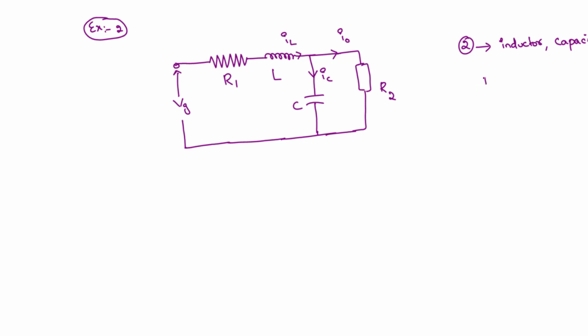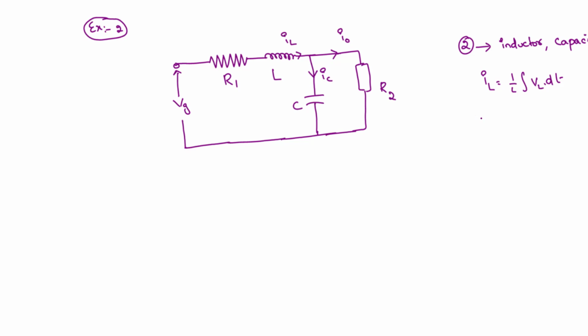For the inductor, what have we written? IL is equal to 1 by L integral VL dt. So you know already, what is the causality? Integral causality. For the capacitor, what we have written? VC is equal to 1 by C integral IC dt. These are the two things that we know.